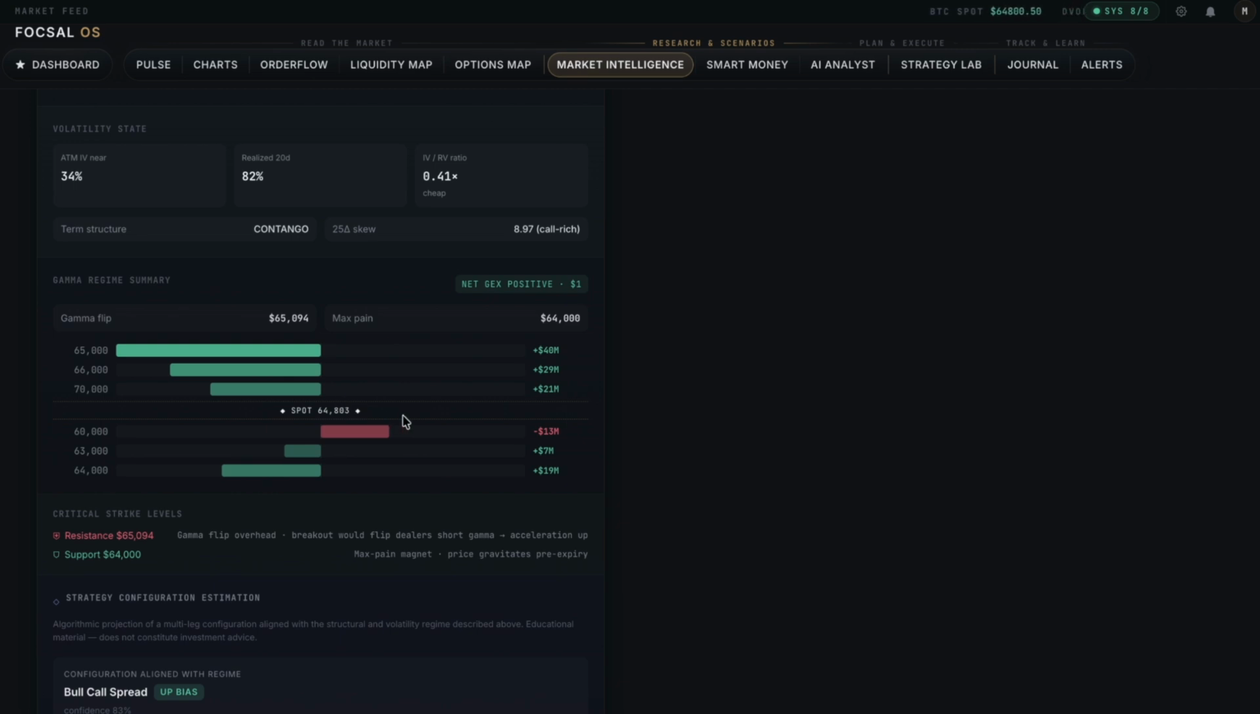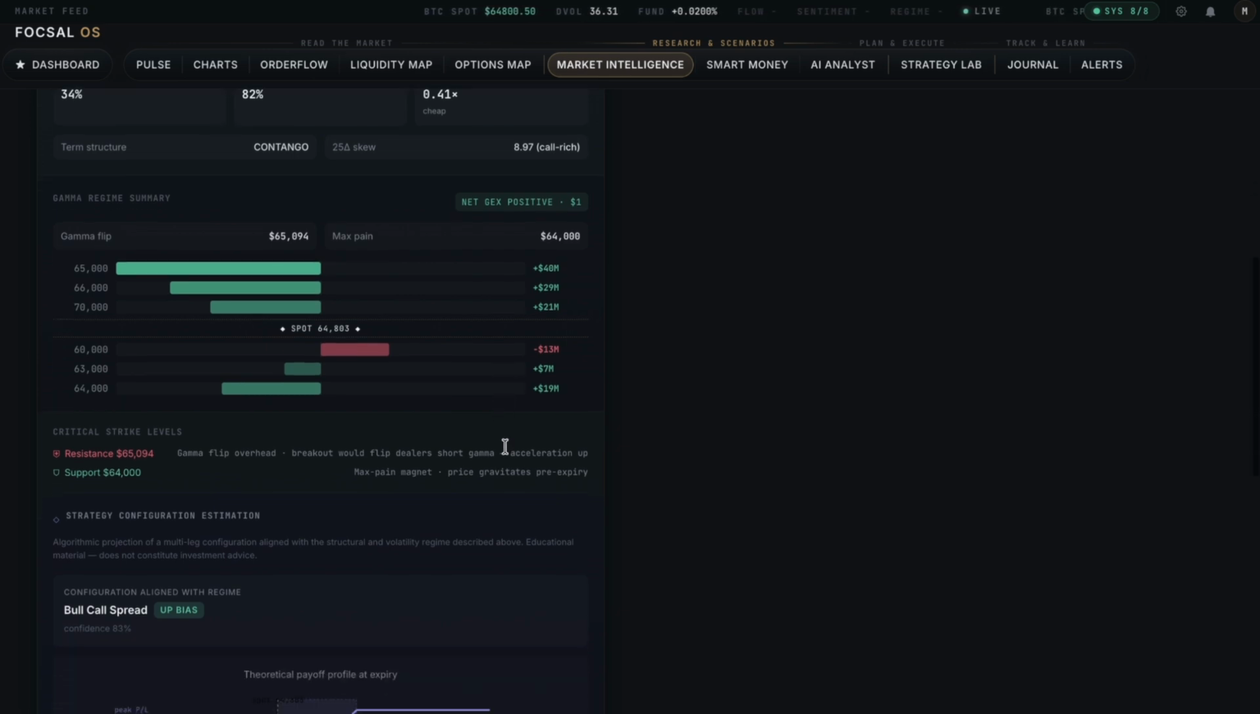The model says outright which mode we're in, and the chart shows you where that force sits. Green bars above price, red bars below. That's a distribution you won't see on an ordinary chart. And the gamma flip, the border between the modes. One level that changes the character of the entire market.